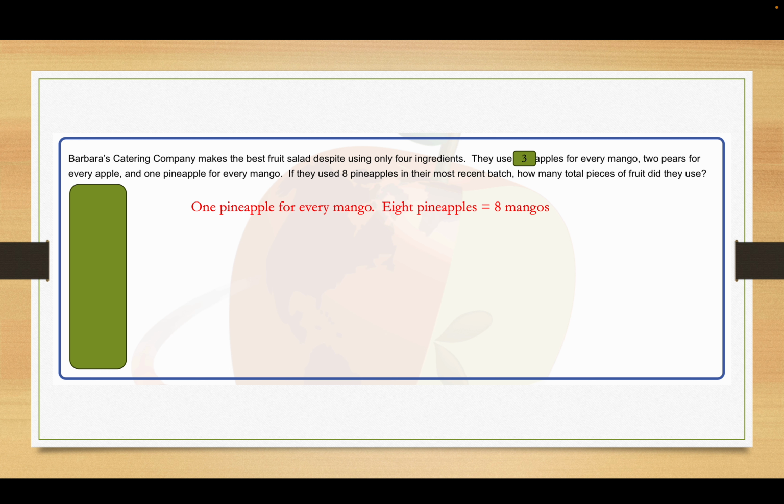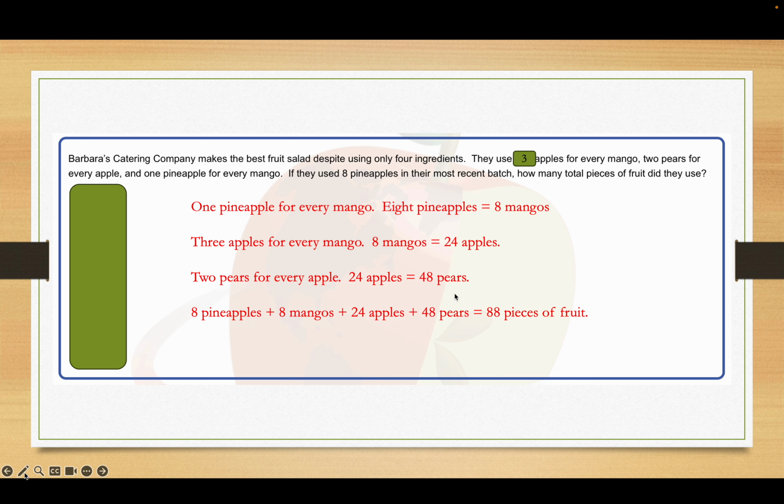Okay. 1 pineapple for every mango. So 8 pineapples, 8 mangoes. Nothing changes there. 3 apples for every mango. That changes. So with 8 mangoes, you're going to get 24 apples. 2 pears for every apple. So with 24 apples, you're going to get 48 pears. So I got 8 pineapples, 8 mangoes, 24 apples, 48 pears. Adding those all up, it's 88 pieces of fruit.